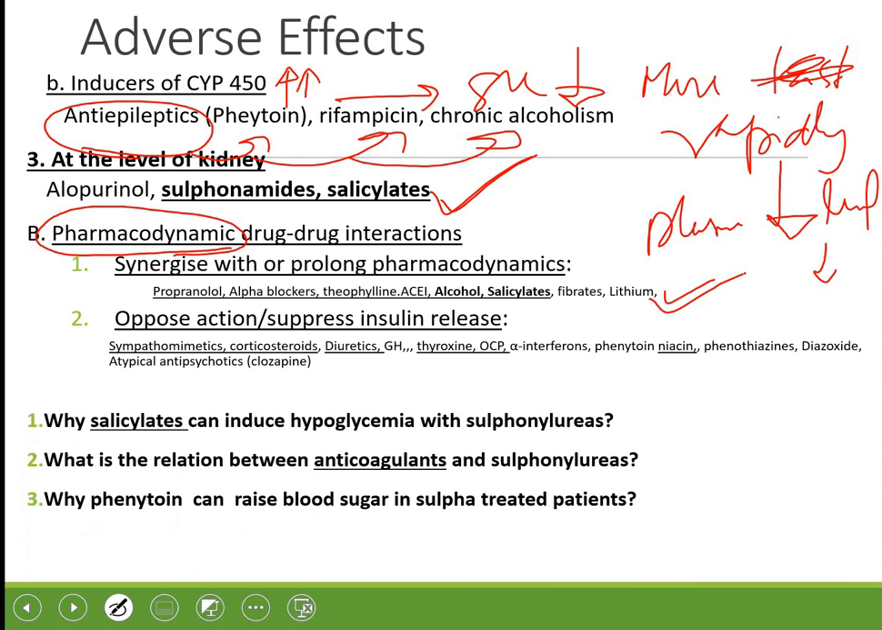These are some questions which you can answer yourself. Why can salicylate induce hypoglycemia? With sulfonylurea, as we discussed, tubular secretion at the level of the kidney is interfered with, its level will be increased, and once its level is increased, the sulfonylurea will produce hypoglycemia. What is the relation between anticoagulant and sulfonylurea? Warfarin will be dislodged, the warfarin level is changed, and the anticoagulant effect, the tendency toward bleeding, is increased. And why can phenytoin raise the blood glucose level? This is what we have discussed here.